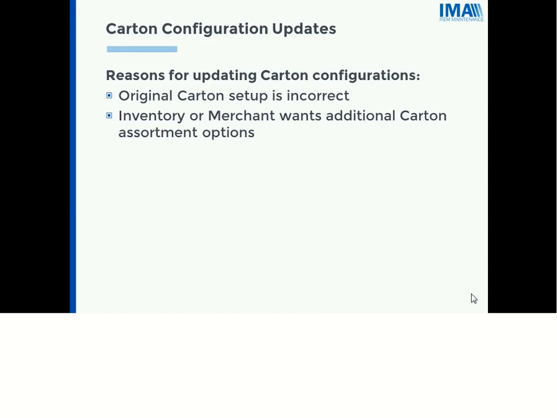There are several reasons that you might need to update carton configurations. It could be that your original carton setup is incorrect. Maybe it got set up in the system and you just missed the configuration, or maybe there was some miscommunication between you and the merchant team and you thought that they wanted a different configuration than how you set it up. Another reason might be that they want additional carton assortment options. Maybe the one you set up was never wrong, but they want just another option to be able to order. That would be another reason why you might need to update carton configurations.